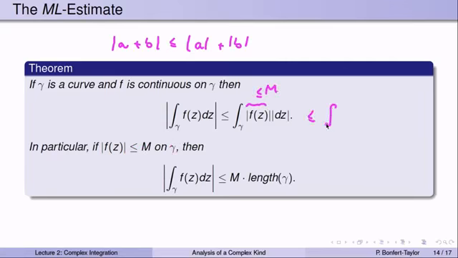So you could go one step further. It's less than or equal to the integral over gamma of M dz. You could then pull the M outside of the integral, and you're left with the integral over gamma dz, which is the length of gamma. So if f is bounded by some constant M on gamma, then the absolute value of this path integral is bounded above by M times the length of gamma, which we call L. That's why this is called the ML estimate.